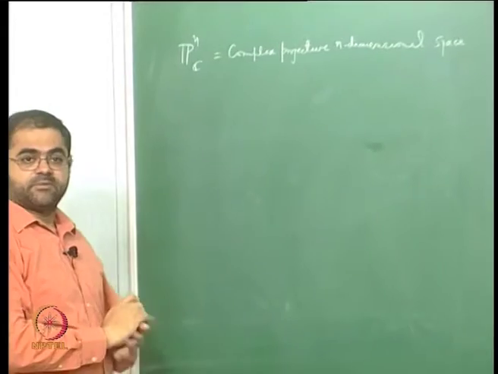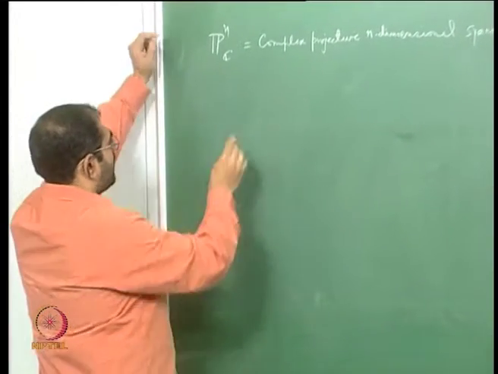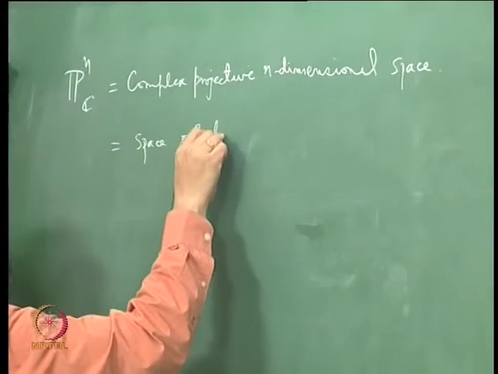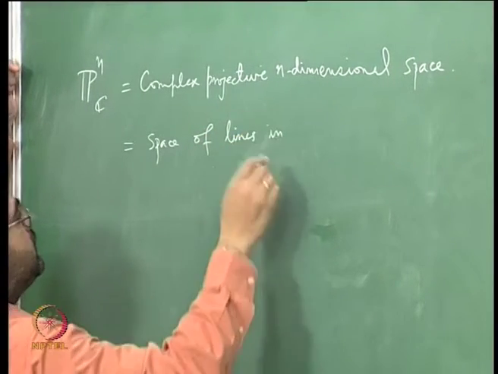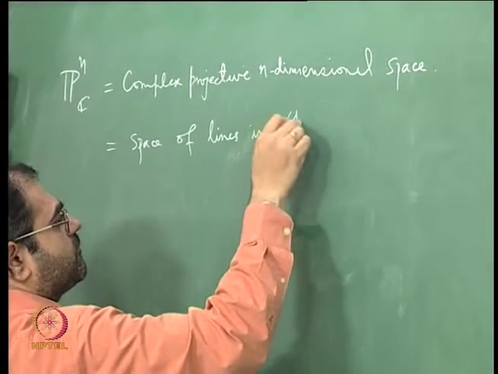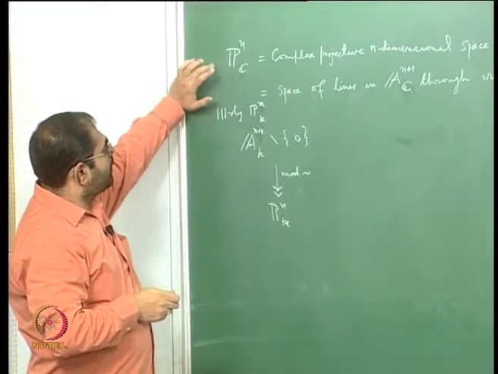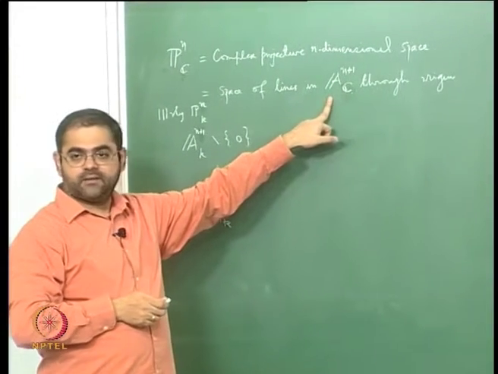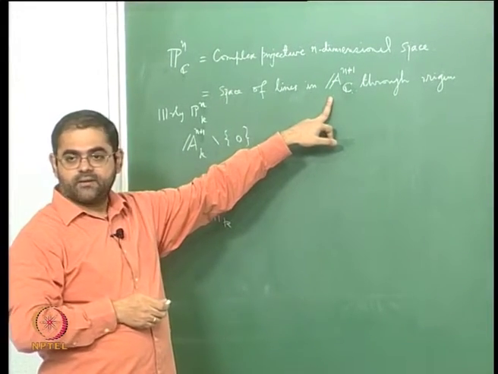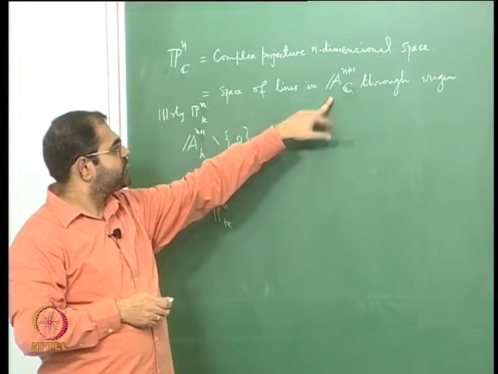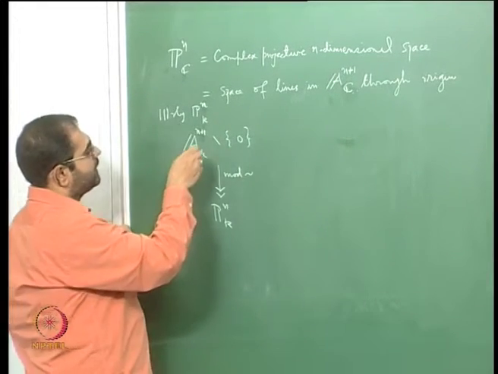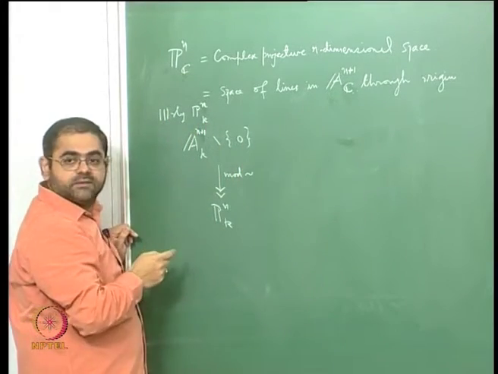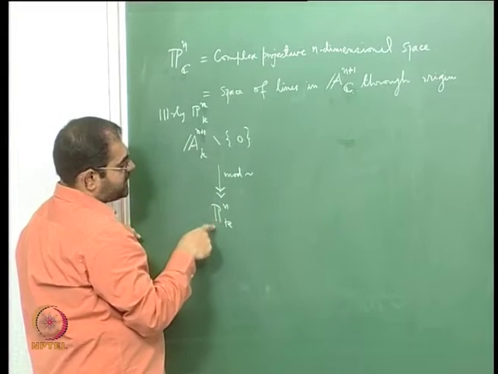Here is complex projective n dimensional space, and how is it defined? It is the space of lines in affine space. So complex projective n dimensional space is a space of lines in A^(n+1), through the origin, and that is true not only for complex numbers, for any field. And how do I get it as a space?